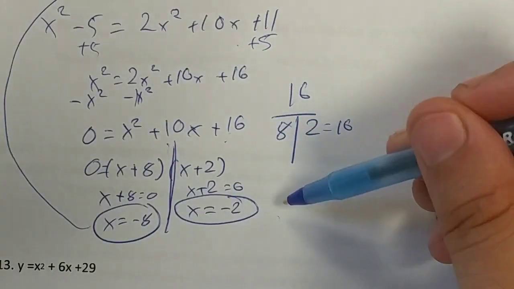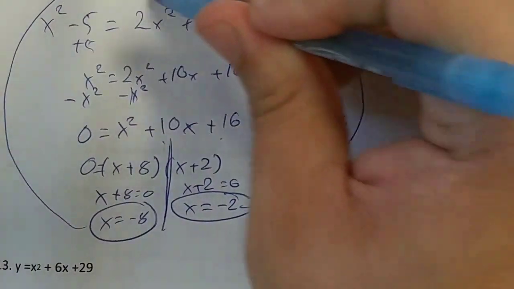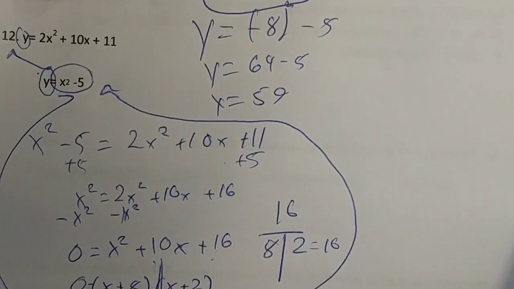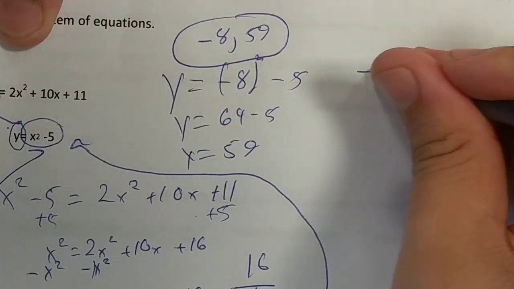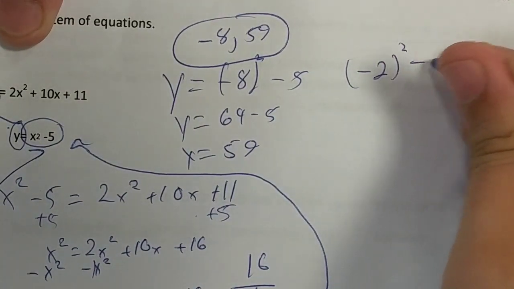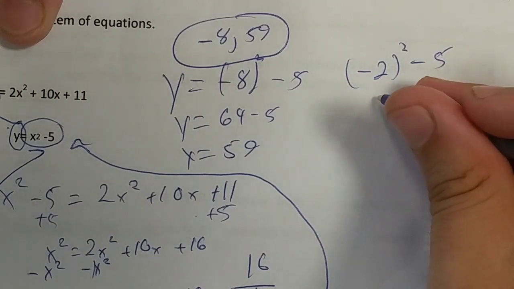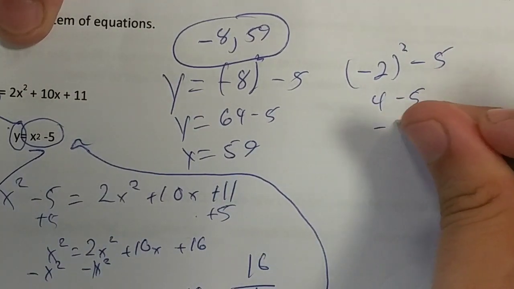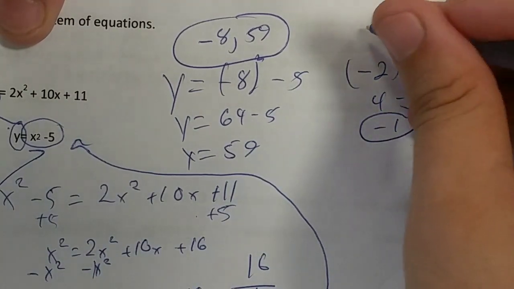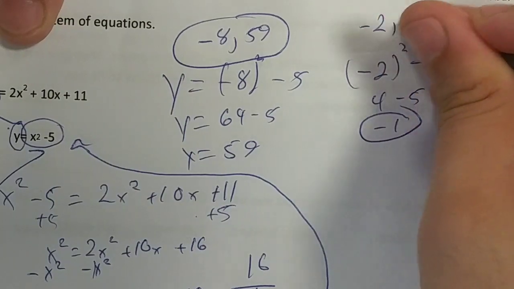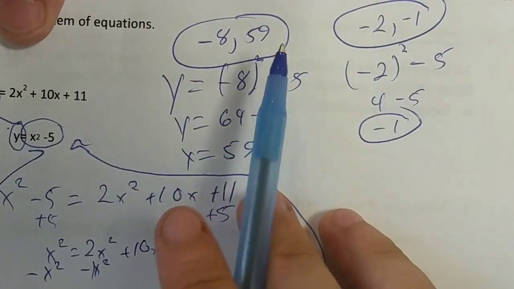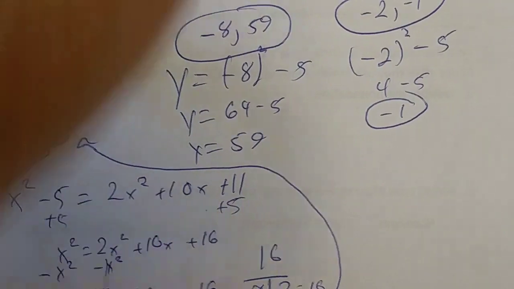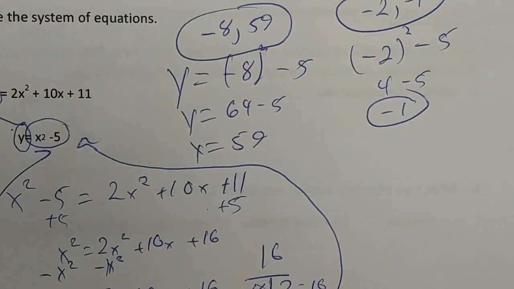Now I'm going to also plug in that negative 2 back into here. Okay? So, negative 2 squared minus 5. 4 minus 5, negative 1. So your second answer is negative 2, comma negative 1. So these two are both your answer. Not just one, not just the other. Both of them are your answers.